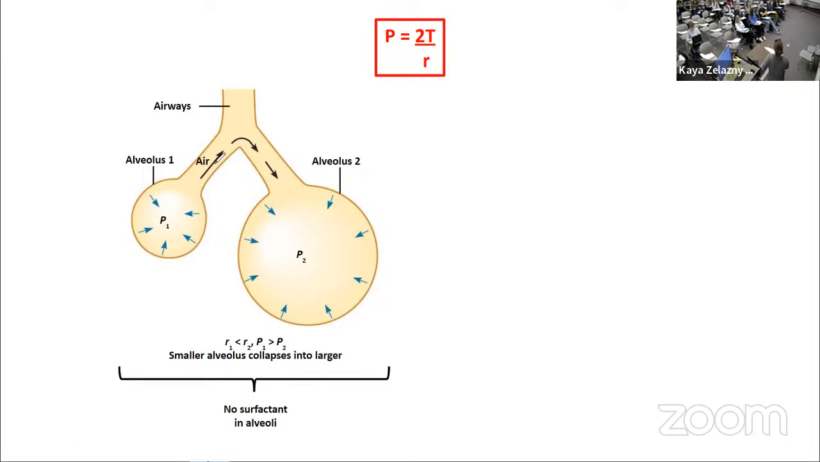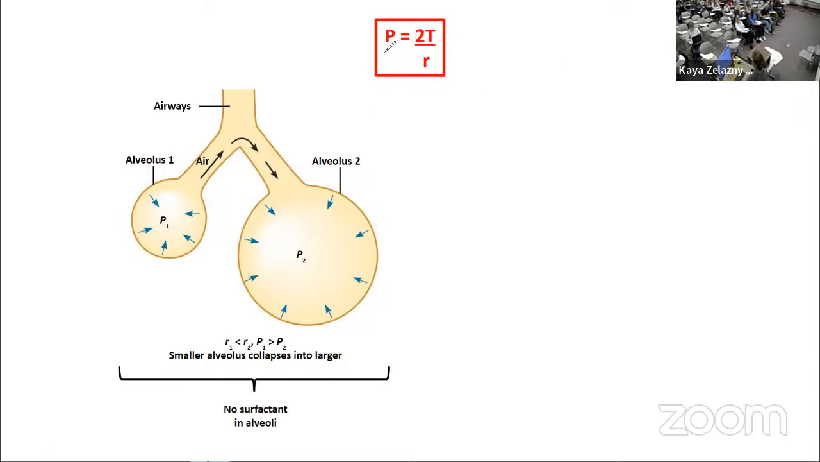But not all alveoli are the same size. You have smaller ones, you have bigger ones. So they vary. Now, we need our small alveoli to stay open. We need our large alveoli to stay open. But because of some of our relationships between pressures and radii and tension, this is actually a little bit of a problem for us. So your book has this section on Laplace's law.